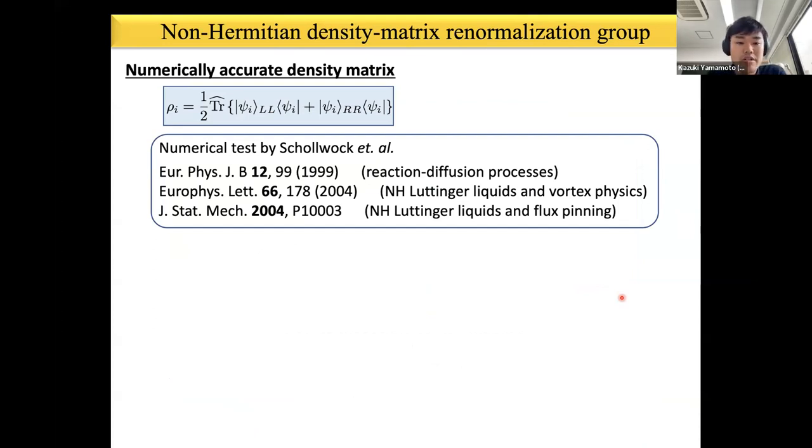Now we want to consider the non-Hermitian generalization of DMRG algorithms. First of all, the answer was given by Professor Schollwöck in the 1990s. But as the variational principle breaks down in non-Hermitian systems, they considered a numerically accurate density matrix to well describe the target state. By considering this type of density matrix, which is constructed from only the left part and the right part, this becomes Hermitian, and no complex eigenvalues occur.